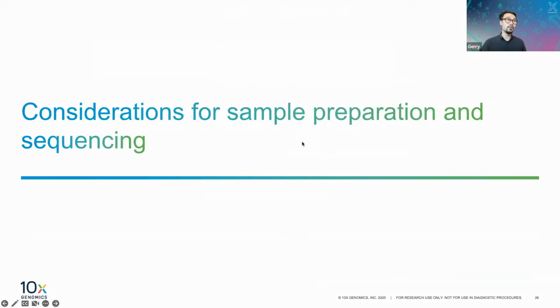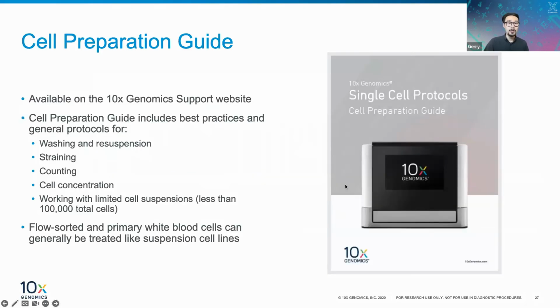I'll now move on to considerations for sample prep and sequencing. We have cell preparation guides on our website that you can look at. There are different cell preparation guides for different sample types that we've tested in-house. However, there's also a general cell preparation guide, which just contains some general information. Obviously, everybody's samples are very different, and each sample has its own little quirks and considerations. But some of these general practices are very good things to keep in mind, especially when we're considering the microfluidics on the 10x chip.